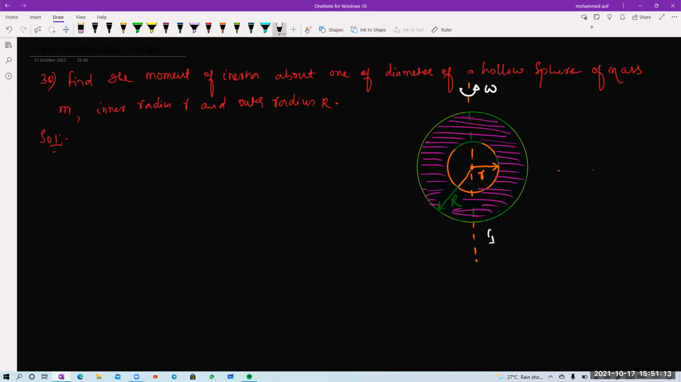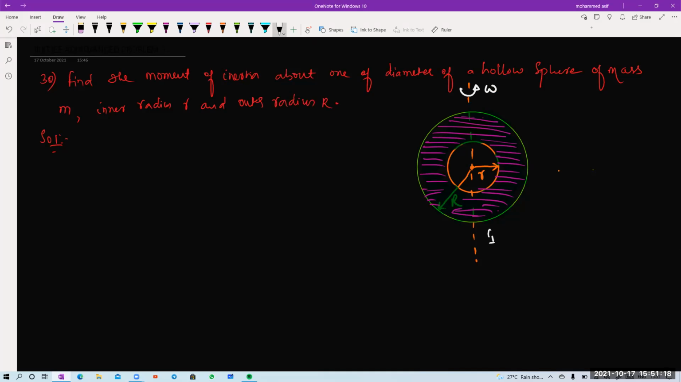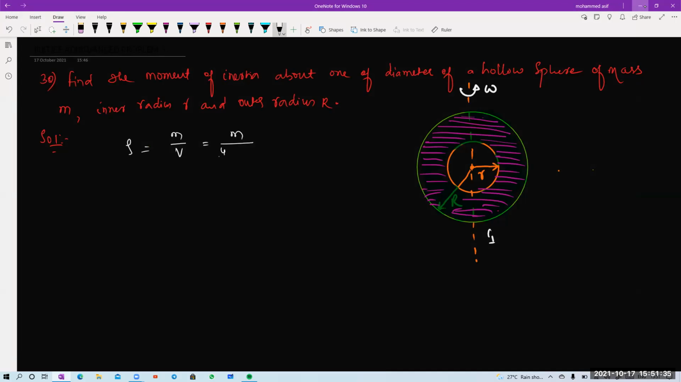Now let us first calculate the mass. What exactly is the mass of this one? The mass of the hollow sphere is given as M. So density will be equal to mass by volume. Mass is M, and the volume will be 4 by 3 pi into capital R cube minus small r cube. That means density rho will be equal to 3M divided by 4 pi into capital R cube minus small r cube. Clear? So this is the general density.